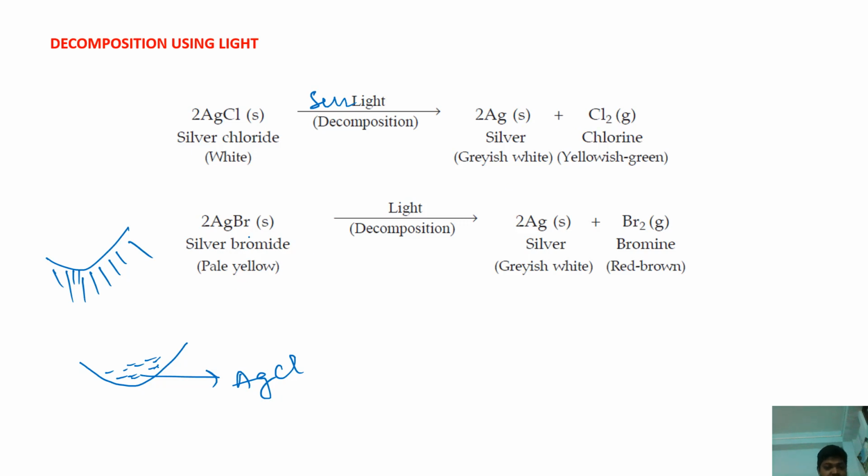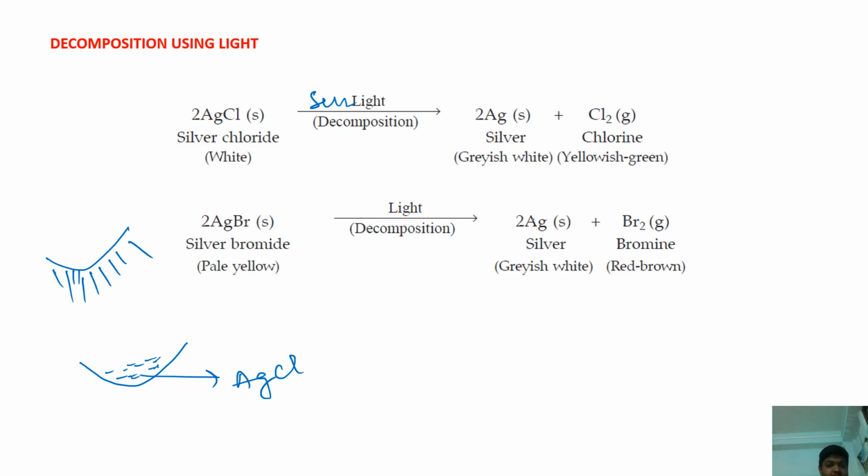Similarly, if you place silver bromide in a china dish and keep it for a very small amount of time in sunlight, you will see that a decomposition reaction is done, and you get silver and bromine separately.